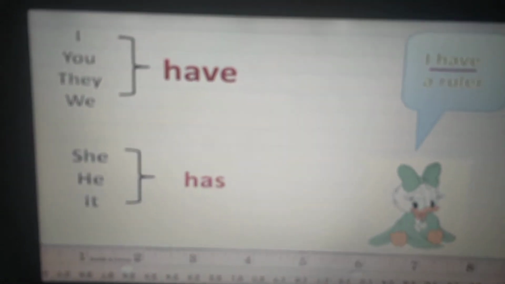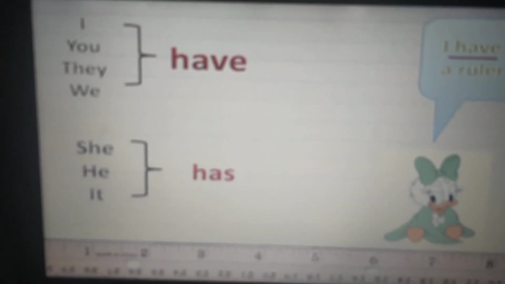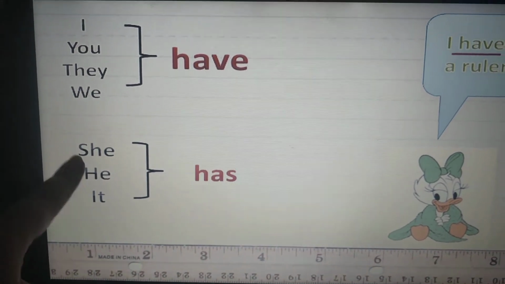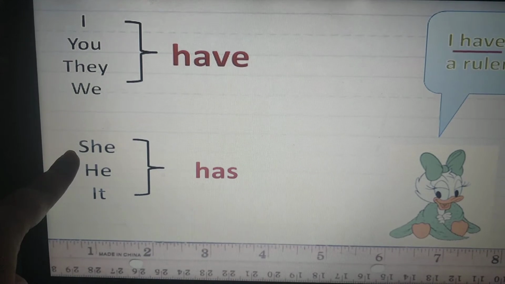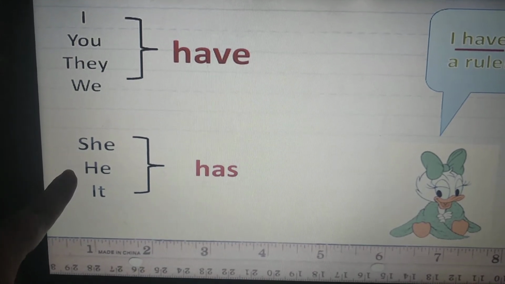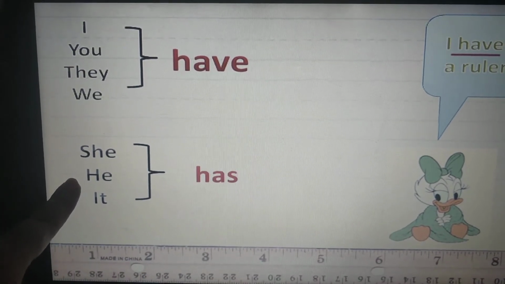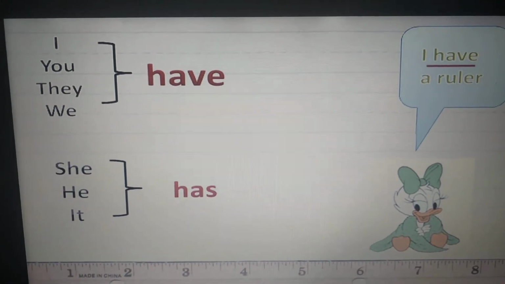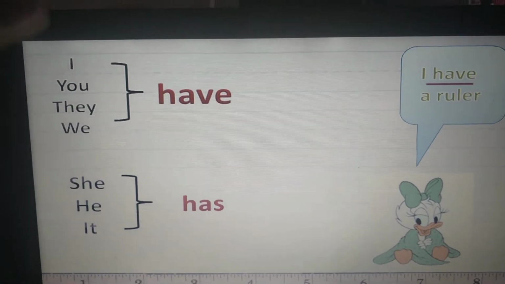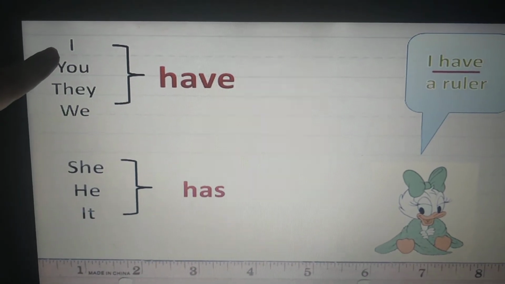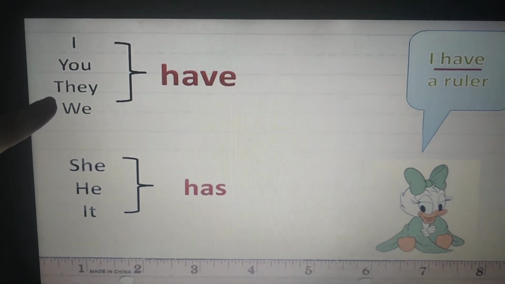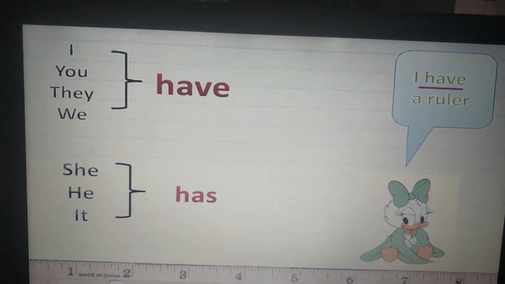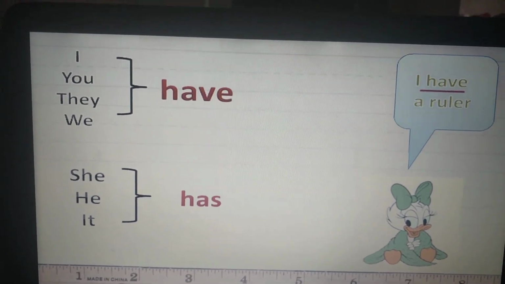Now, when do we use has? We use has with she, he and it. She, always remember, we use for a girl. A girl means one girl. He, we use for one boy. It, we use for an animal or a thing. And have, we always use with I, you, they and we. Always remember, with I we always use have.